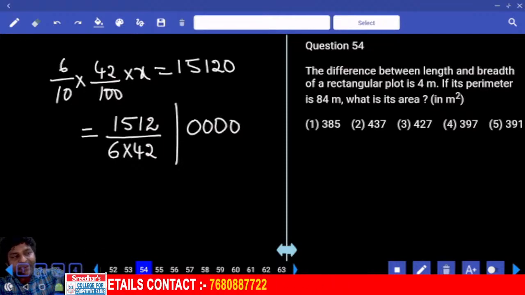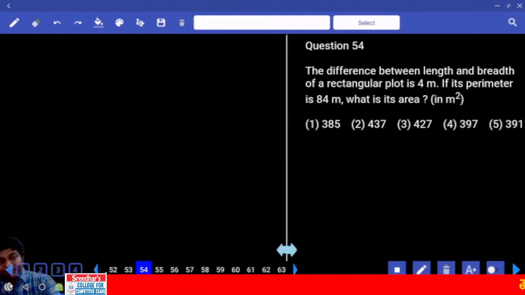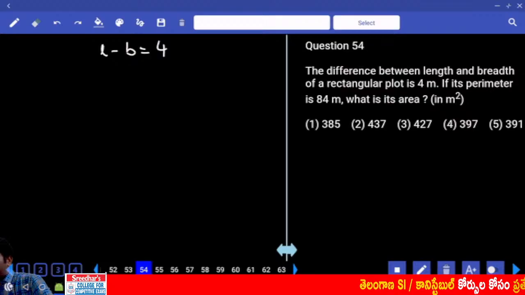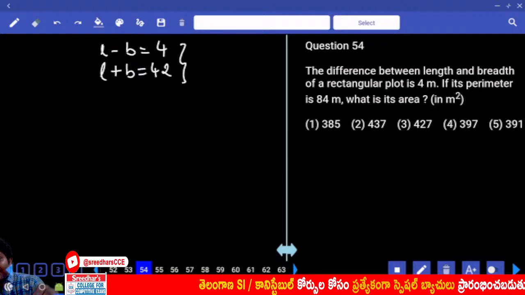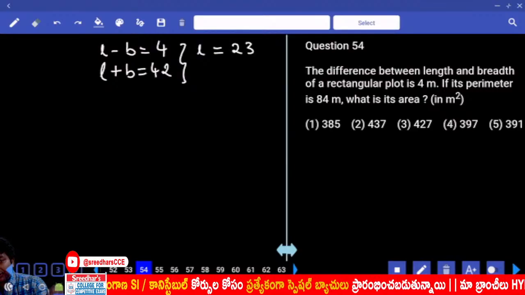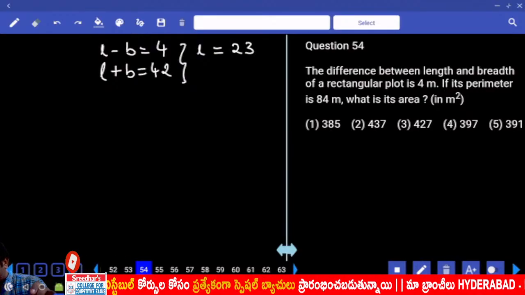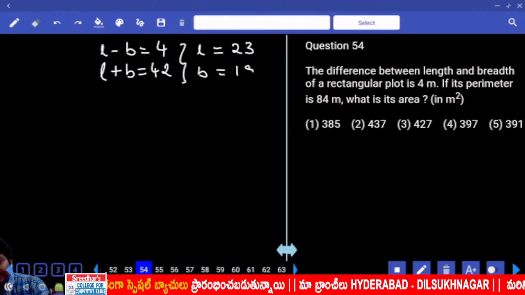The difference between length and breadth of a rectangular plot is 4. If its perimeter is 84, what is its area? Difference between length and breadth, L minus B is equal to 4. Perimeter, 2 times (L plus B), 84. Then L plus B will be half, 42. From this length will be sum divided by 2, 46 by 2, 23. Difference between length and breadth is 4. So breadth will be 4 less than 23, 19.